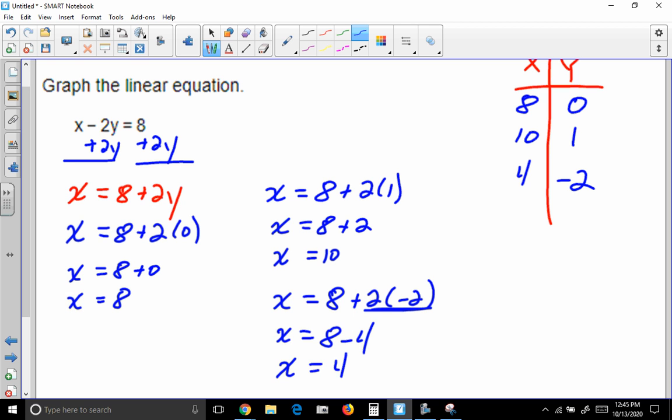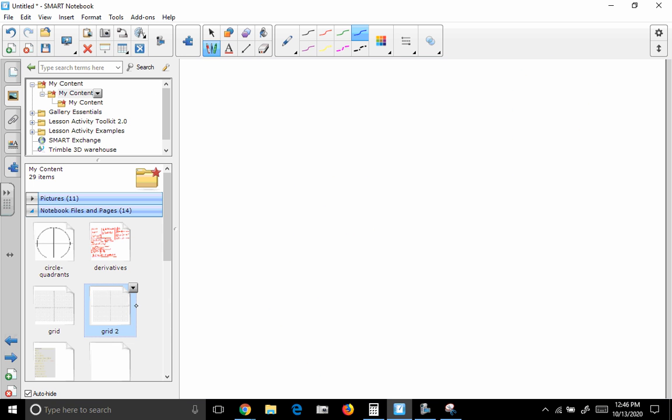So that gives us 3 ordered pairs that are all solutions to that equation. Those are not the only ones. We could pick any x and there's a y that goes with it. Or we could pick any y and there's an x that goes with it.